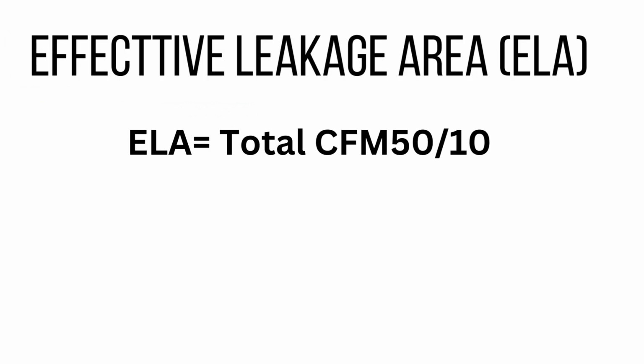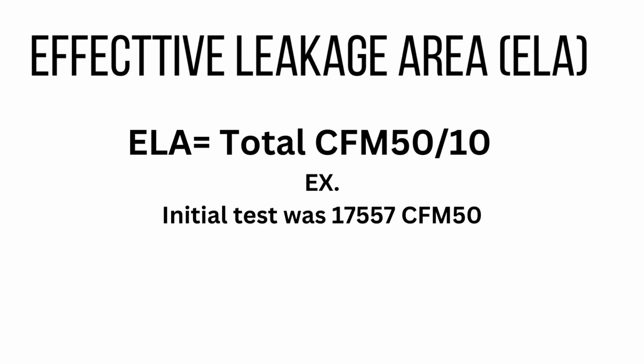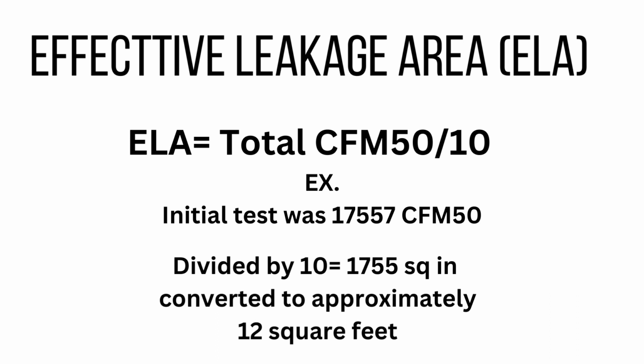All right, let's talk about the effective leakage area. Now this is calculated by taking the total CFM, which is cubic feet per minute at 50 Pascal, and divided by 10. So the original test that we had on the house was around 17,000 and change CFM. Divide this by 10, and we've got 1755 square inches. Now, if you want to convert this to feet, it's approximately 12 square feet.